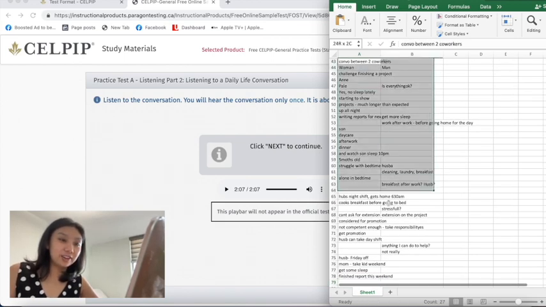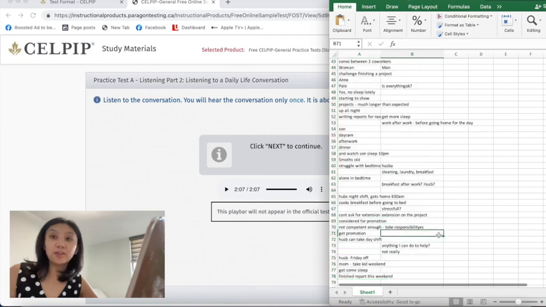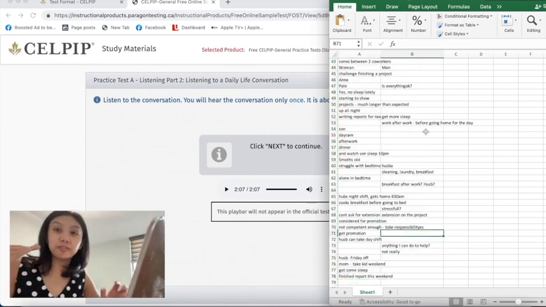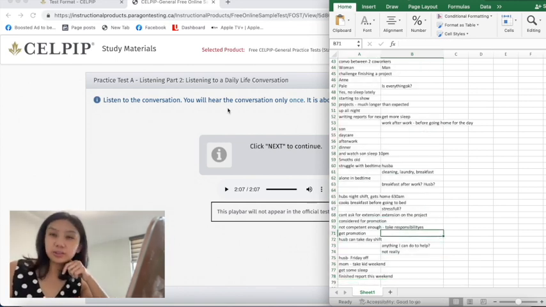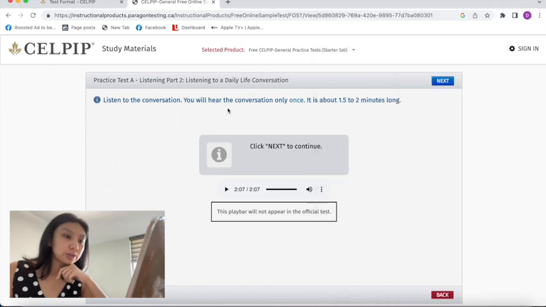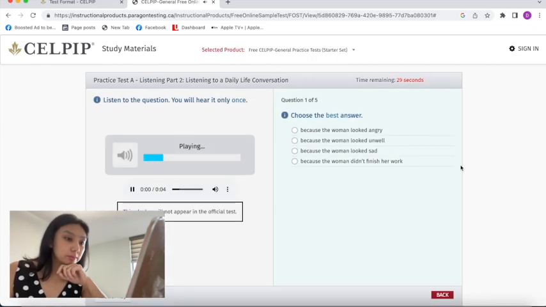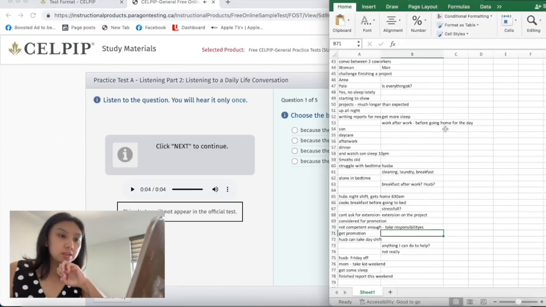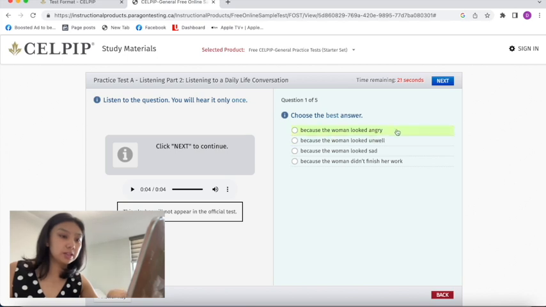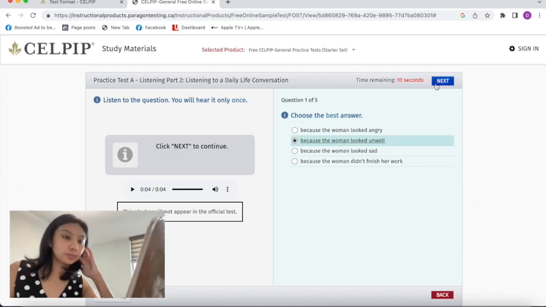So all those notes from the 2-minute conversation, and again, I'm typing much faster than writing it down, so you really have to practice how to write it down sa notes mo. Question 1. Why was the man concerned? So concerned siya because Anne looked pale and out of it. She didn't look angry. She looked unwell, pwede. She looked sad, hindi naman. All because the woman looked unwell.